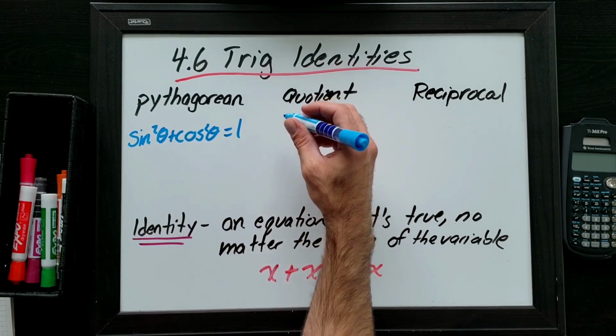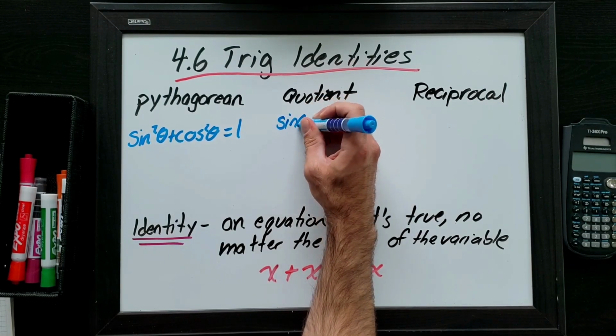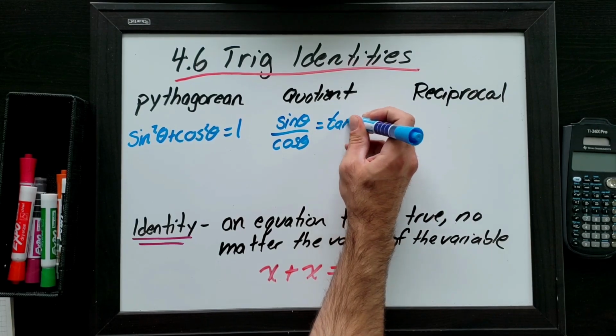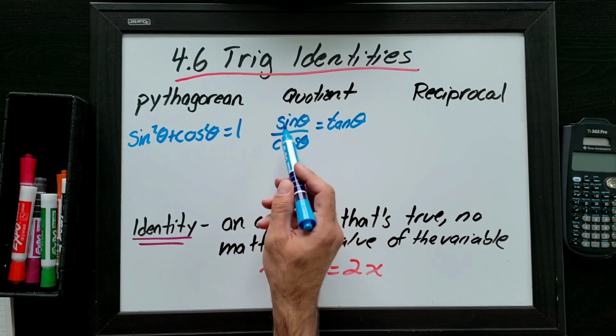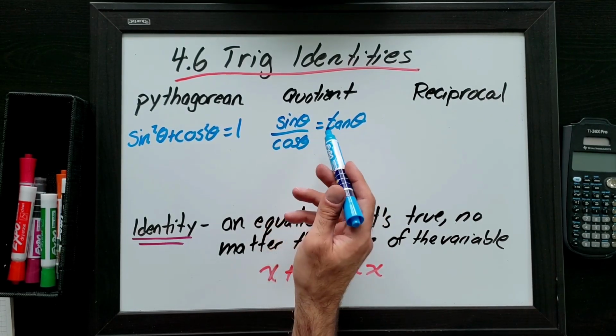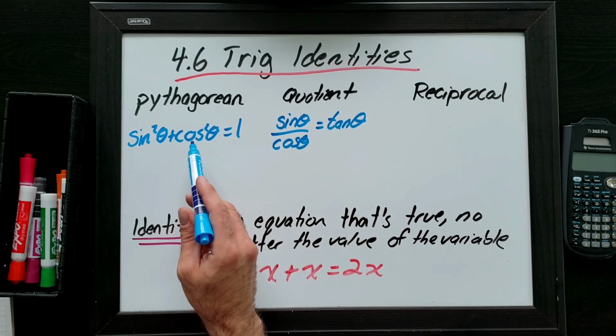Okay, the quotient identity is one of the most key ones, and this is sine theta over cos theta equals tan theta. So every time we see tan, we convert it to sine over cos because tan is a ratio of sine over cos. So this is my quotient identity. This is used very often in trig identities, and so is the Pythagorean identity.